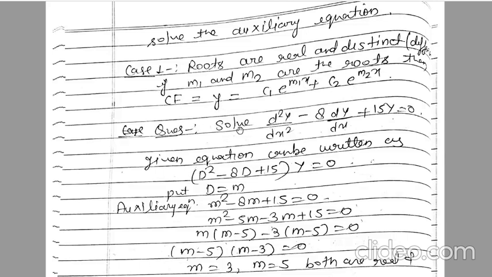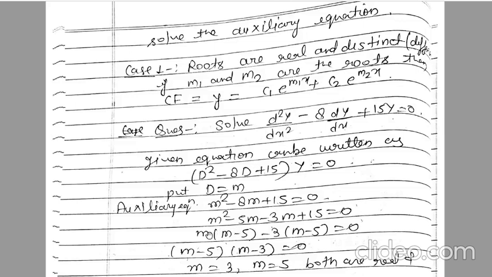Now there is an example here. Solve this equation. There you can see the right hand side is equal to 0. That means our complementary function will be the final solution. The given equation can be written as D square minus 8D plus 15 of y is equal to 0. First you will make an auxiliary equation: m square minus 8m plus 15 is equal to 0. We can see that this is a quadratic equation. For the solution you will choose the roots. 15 can be divided as 5 into 3. 5 into 3 is 15, and 5 plus 3 is 8.